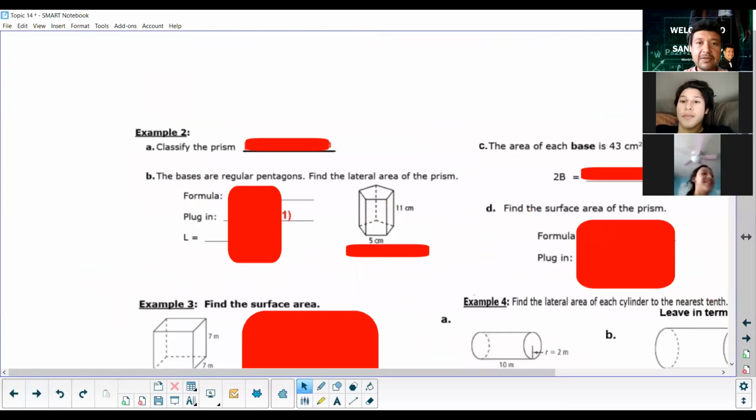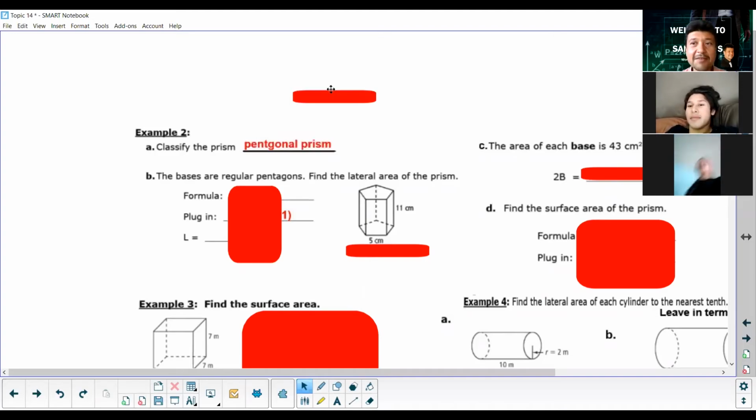Now let's do the next one. Let's start with this. Max, go ahead and classify. What kind of prism is this? A hexagon. Pentagonal. Remember, hexagon means 6. This one has 5 sides, so it'll be pentagonal. All right, good.